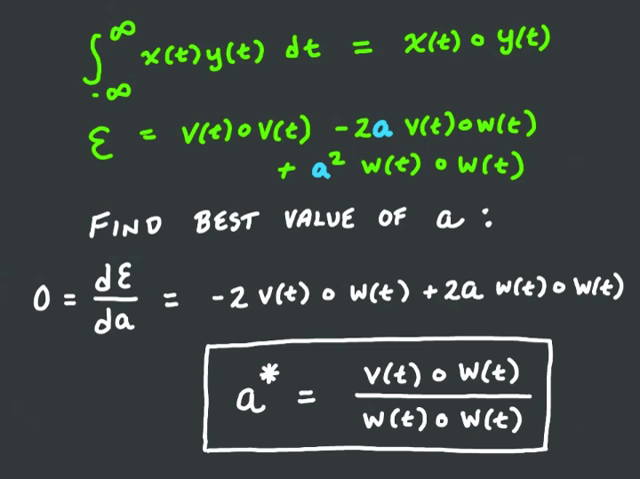So here I've written that expression again, and here I've highlighted the value of A. We're trying to pick the best value of A so as to make epsilon as small as possible. And to do that, of course, just like last time, we'll take the derivative of epsilon with respect to A, set it equal to 0, and solve for A. And when we do that, we'll find A star, the best value, is going to be equal to V of t circle product W of t divided by W of t circle product W of t. And this, of course, should look very familiar. It looks just like the expression we saw in the last lecture.